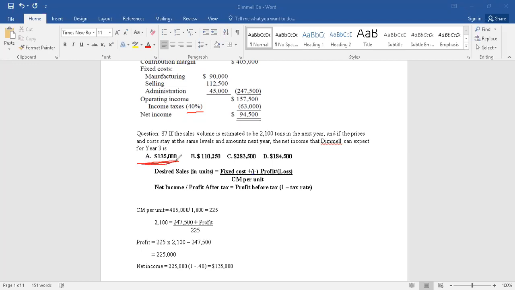I hope this is clear. First, use this formula, desired sales in units, substitute the data, and check whether we have all the required variables. We have fixed cost, and we can also find contribution margin per unit, and there would be only one unknown variable which we can find out. So substitute all the data. Contribution margin per unit is 405,000 divided by 1,800 units. This is how the solution is arrived at. I hope this explanation is clear.